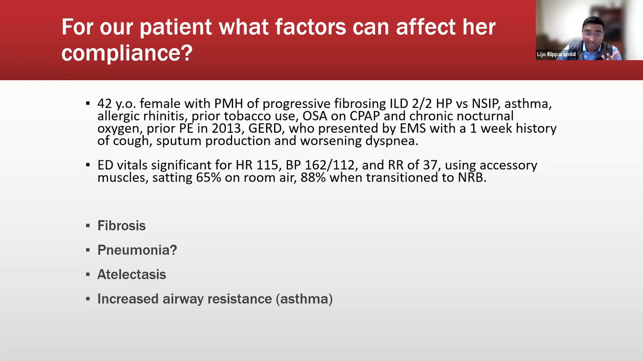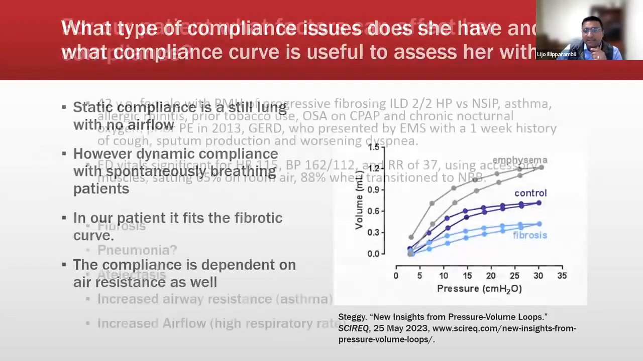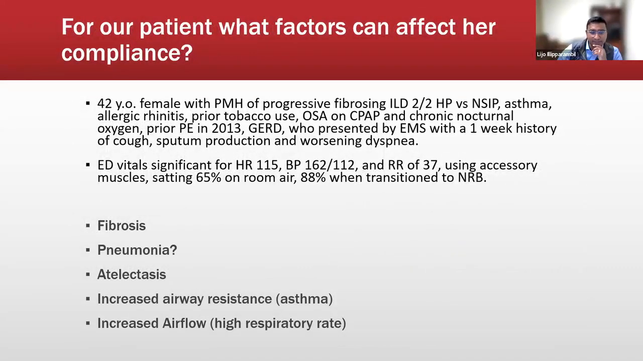Increased airway resistance. She has asthma. Is this an asthma flare-up, right? Based on how fast she's breathing and things like that, is she just air trapping, and that's why she's so hypoxic? Increased airflow, right? Again, the high respiratory rate. So all of these things can really explain some of her symptoms and why her compliance is going to be lower. Her lung compliance is going to be pretty poor overall, and ventilating her might be quite difficult when you start, if you definitely have to put her on a ventilator, which, based on some of the values we're seeing, may be where she's headed.